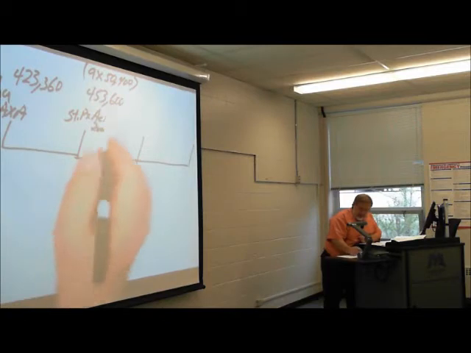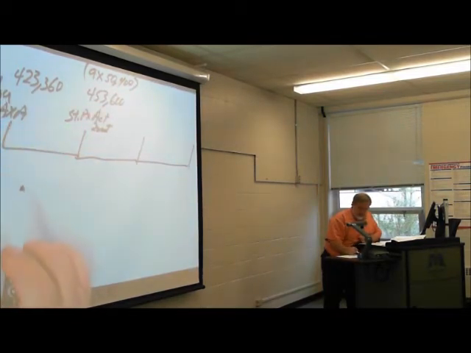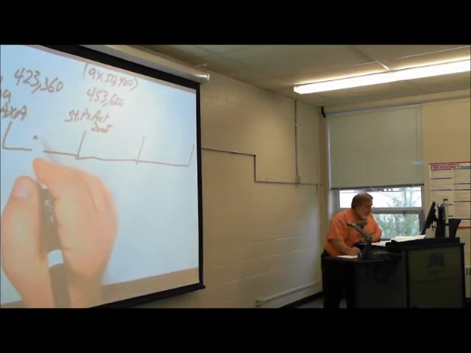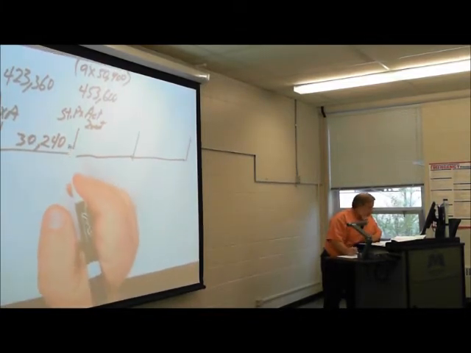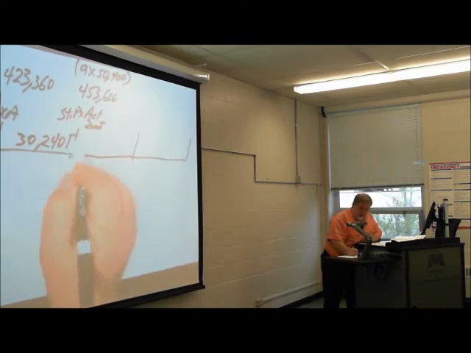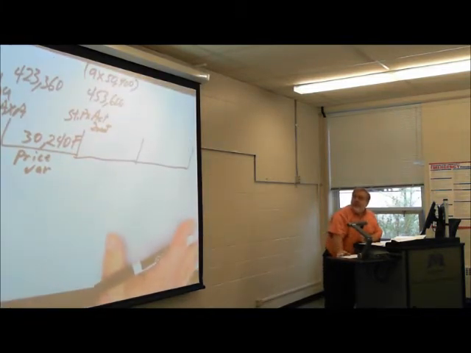Now we can say the difference in these two numbers right here is what? Price variance. Yeah, but how much? 30,240. Okay, favorable or unfavorable? Favorable. We got a favorable price, and you're right, that is a price variance for alpha. Everybody A-okay so far, right?